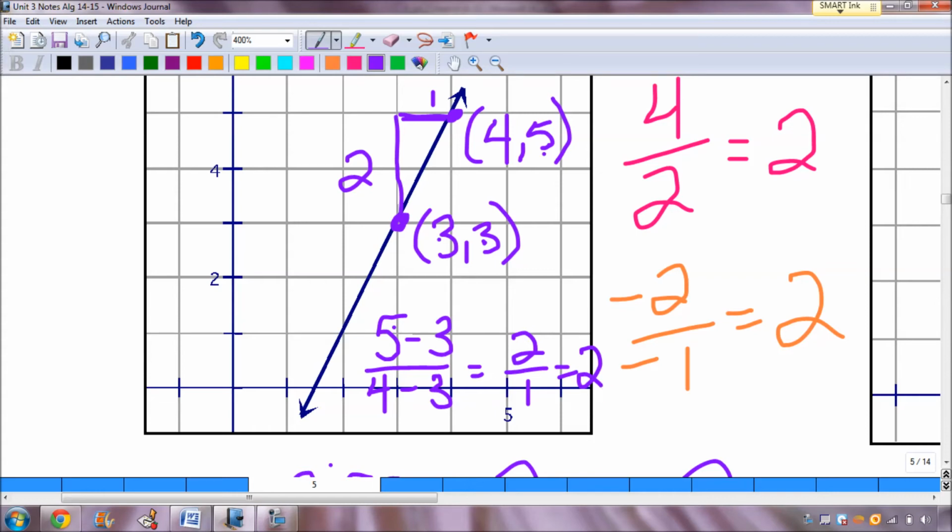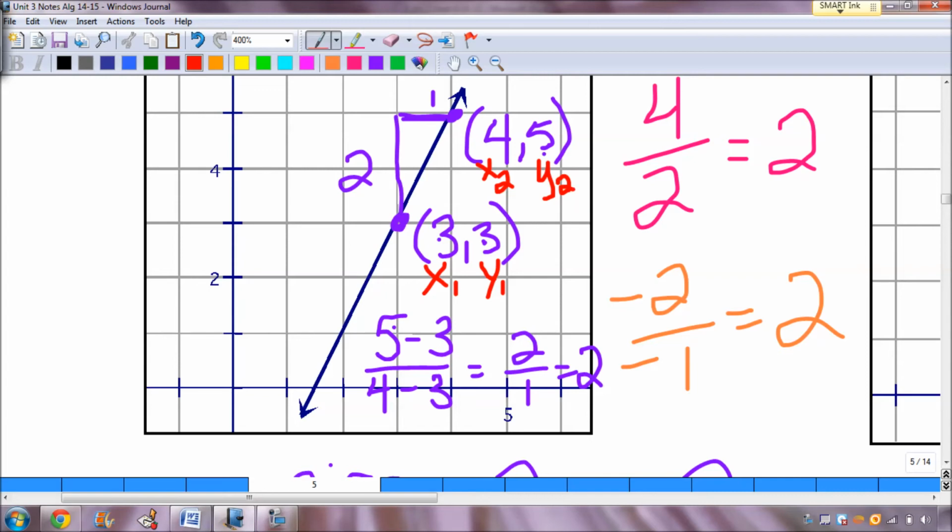Now, before we move on, I want you guys to understand that this right here is going to be called x1. The reason why this is called x1 is because it's your x in your first coordinate, okay? And then this 3 right here is called y1 because it's your y in your first coordinate. Here, this is called x2 because it's your x in your second coordinate. This is called y2 because it's your y in your second coordinate.